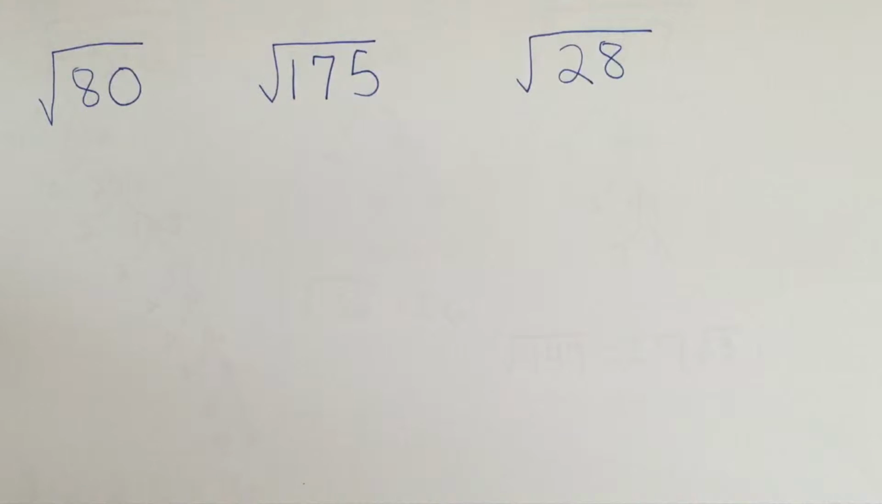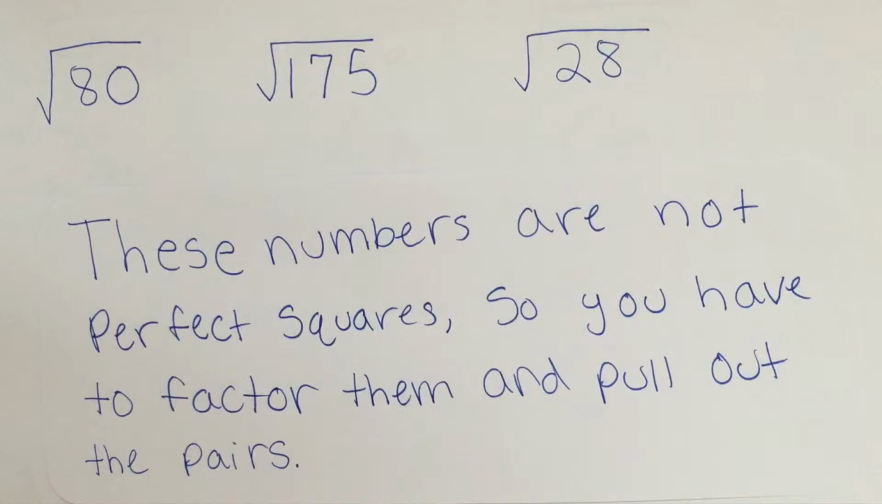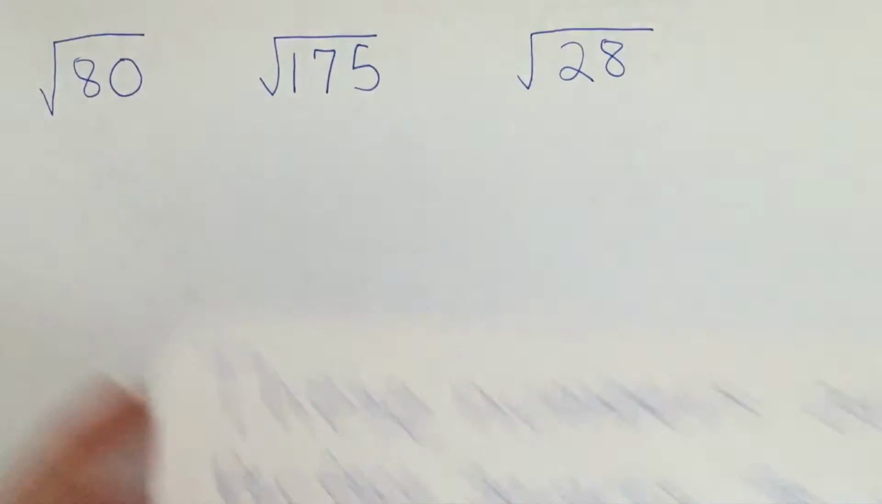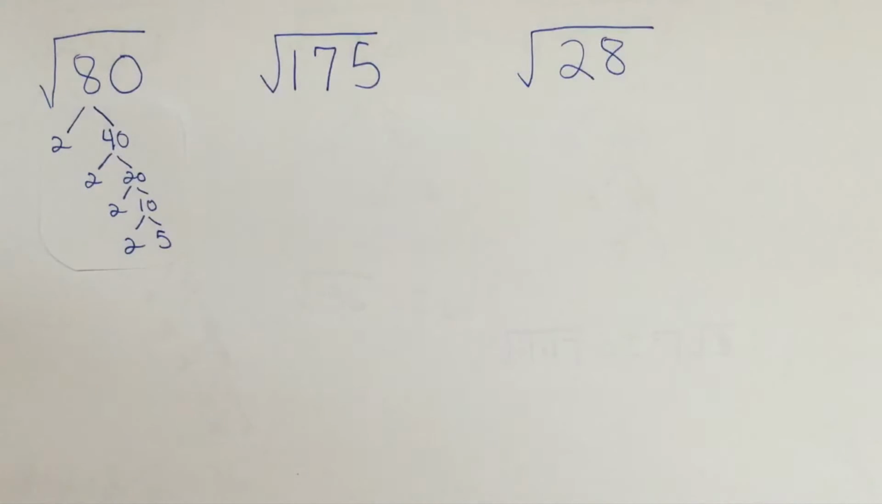Our next set of examples are a little harder. They are the square root of 80, the square root of 175, and the square root of 28. These numbers are not perfect squares, so you have to factor them and pull out the pairs. For the square root of 80, first you can pull out a 2 and 40, then 2 and 20, then 2 and 10, then 2 and 5.